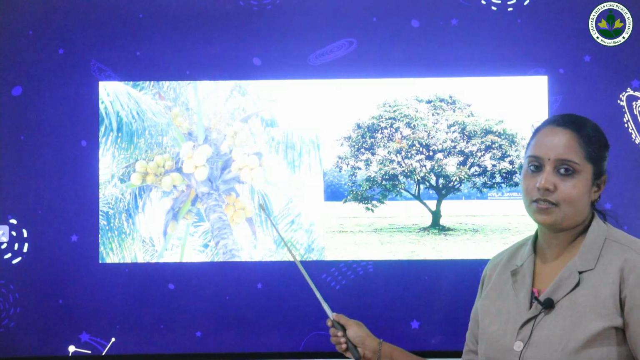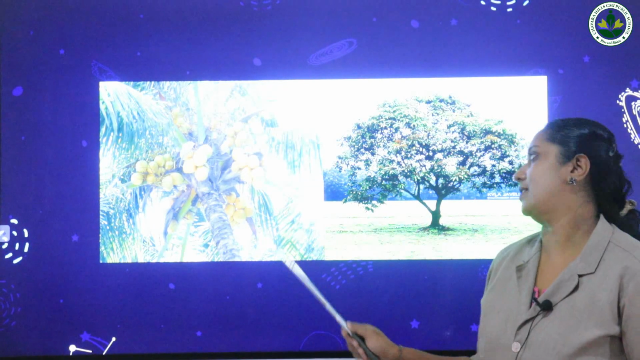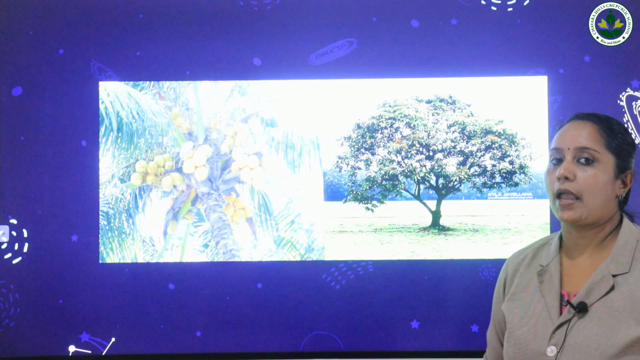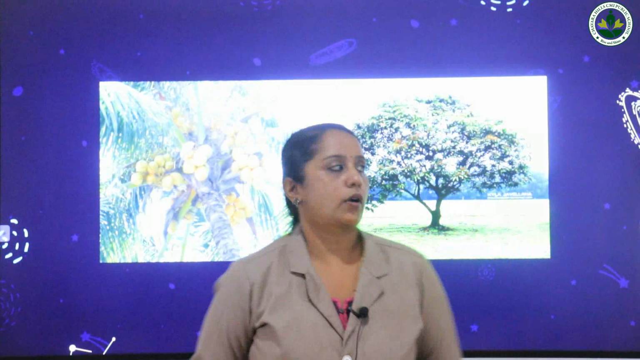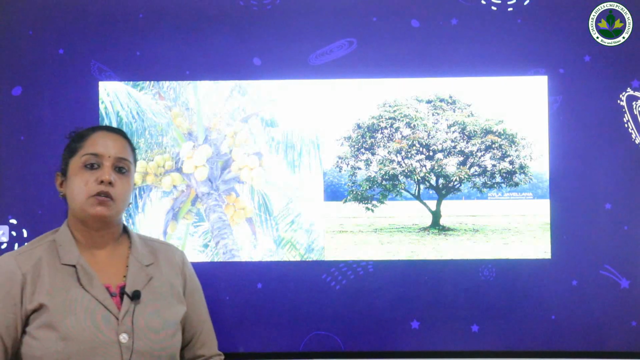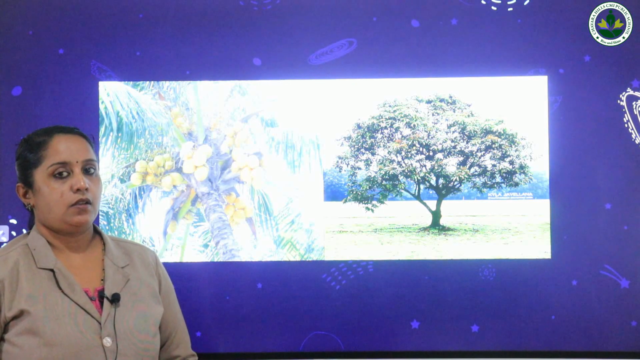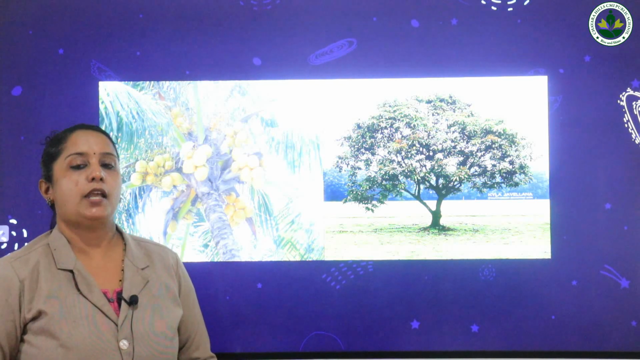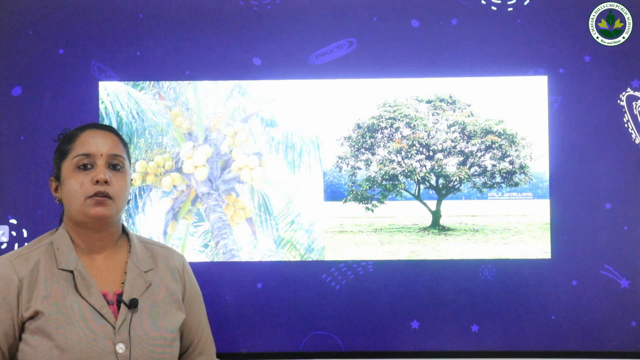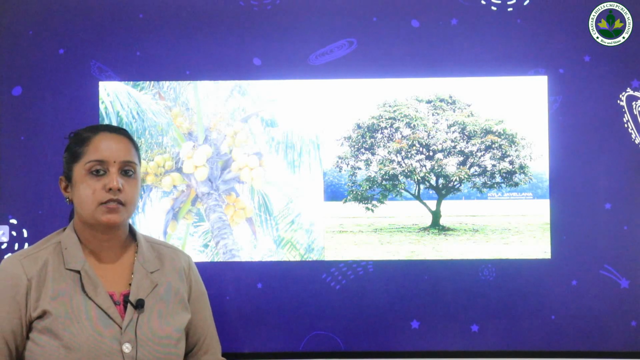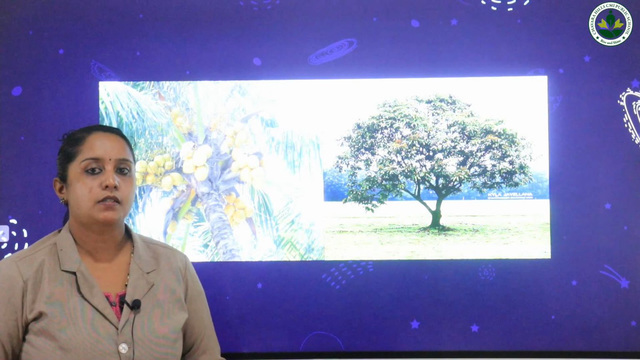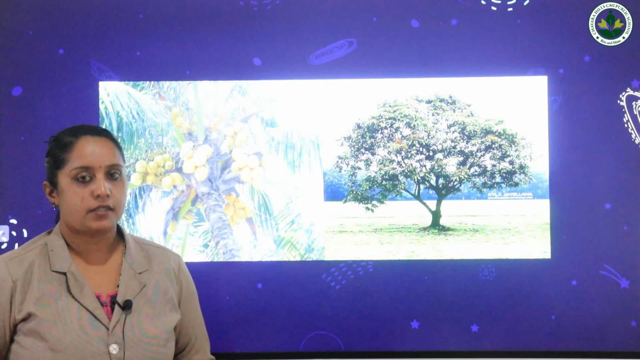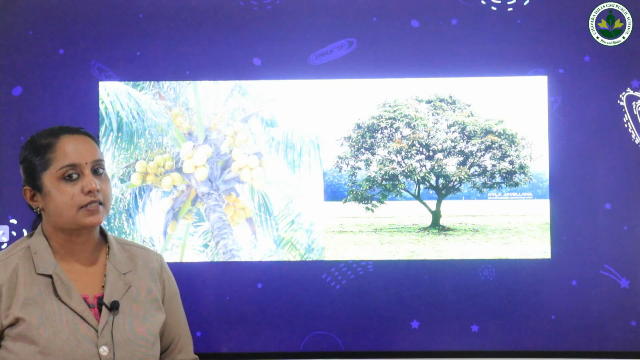Now what is this? This is coconut tree. Now what about this one? This is mango tree. So coconut tree and mango tree, they are examples for trees. Okay, so we saw two examples each for the different types of plants. Let me ask you, can you recall the different types of plants? Yes, herbs, shrubs, climbers, creepers and trees.